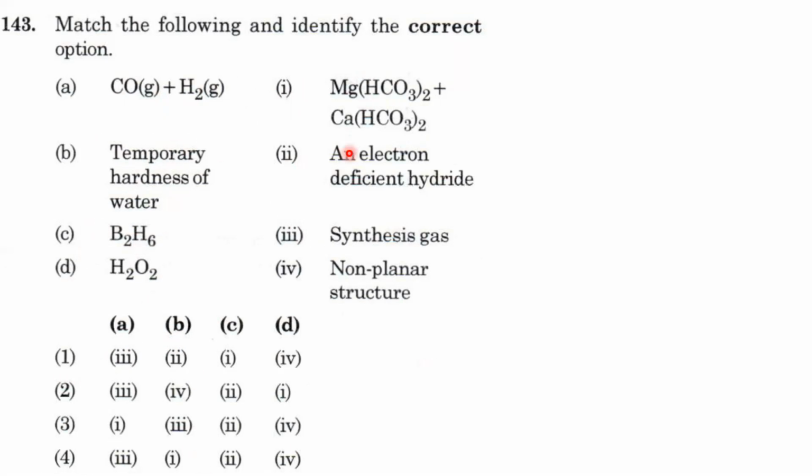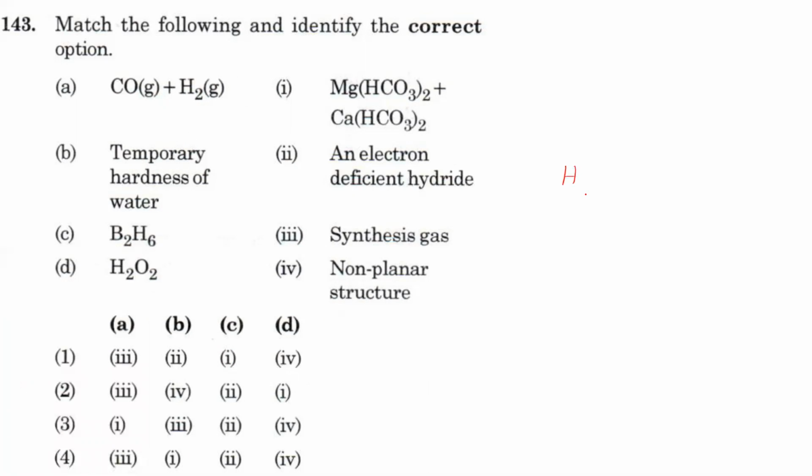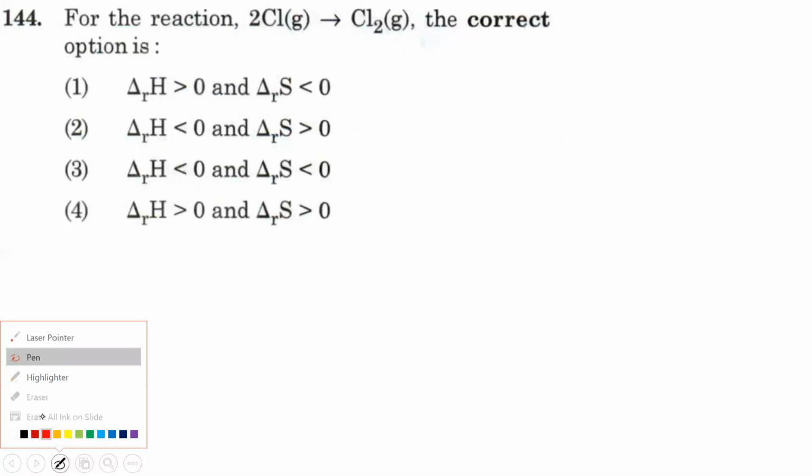Diborane is an electron deficient hydride, and hydrogen peroxide has a non-planar structure. That hydrogen peroxide we'll see. Here is the hydrogen peroxide structure. This oxygen has 2 lone pairs. It is a non-planar structure. Therefore, the answer for this question is the fourth option. Fourth option is the answer for this question. Let us go for the next question.